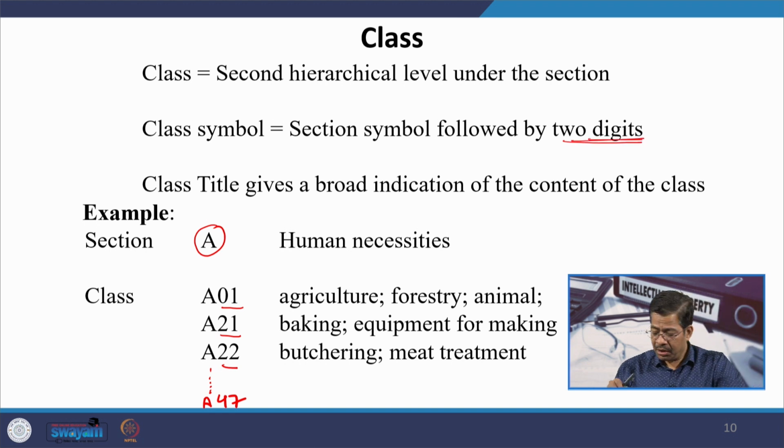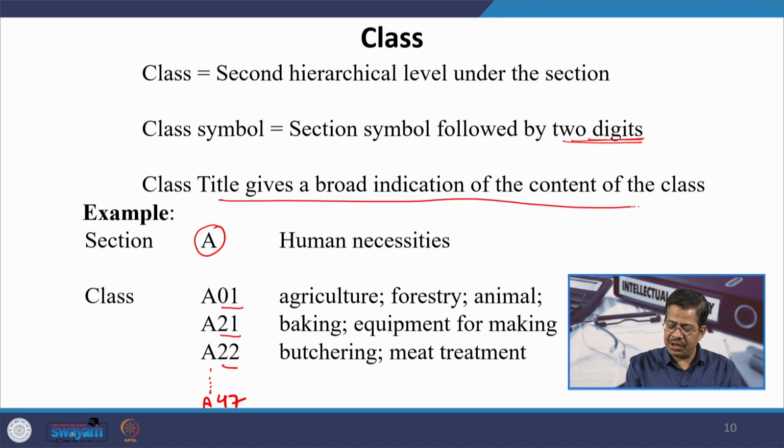Maybe, I do not know, tomorrow if all the 2-digit numbers are exhausted, we may need to think that okay, can there be a new class which is not possible to represent by 2 digits? Maybe a 3-digit number will start for a new class if all the classes are exhausted up to 99. So, class title gives a broad indication of the content of the class. So, these are the examples of classes.